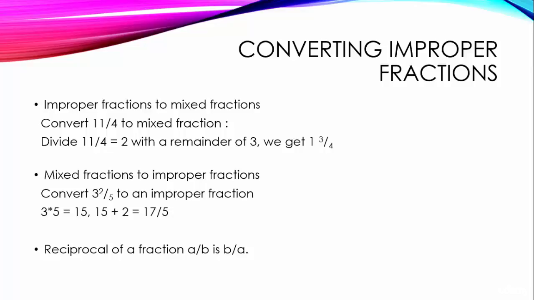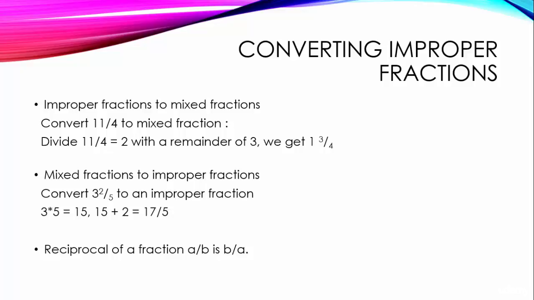For example, to convert 3 2 by 5 to an improper fraction, multiply the whole number by the denominator. You get 3 into 5 is equal to 15. Add the numerator to that. 15 plus 2 is equal to 17. Then write that down above the denominator. So it will become 17 by 5.